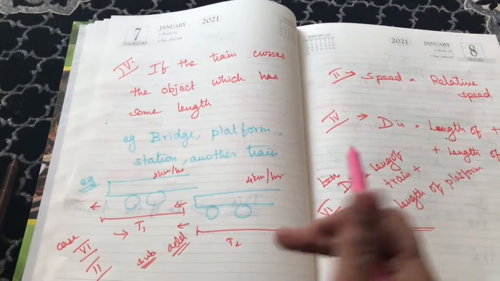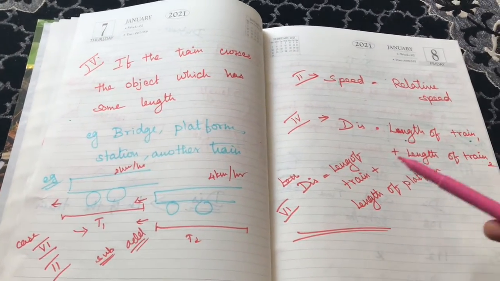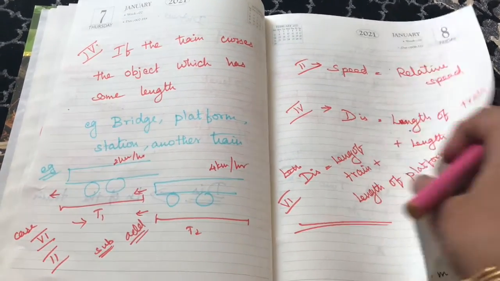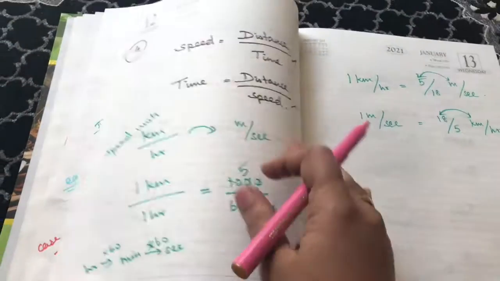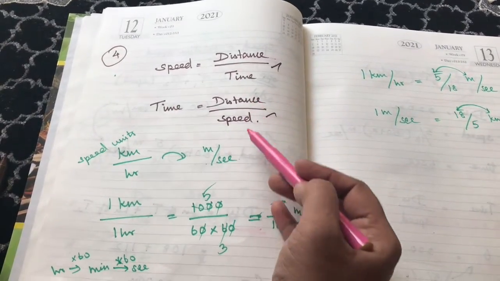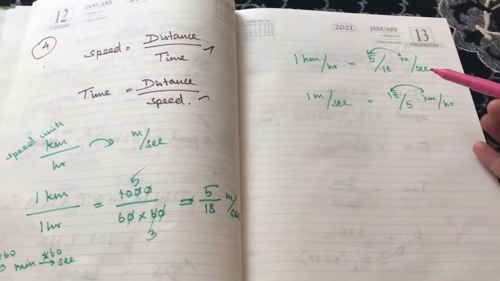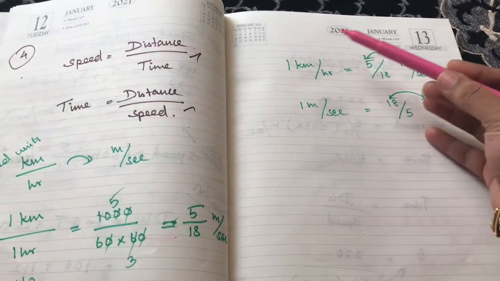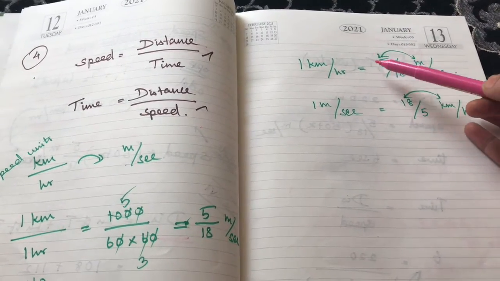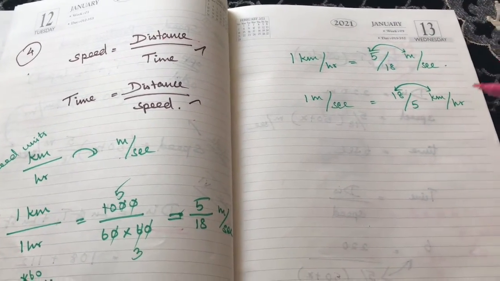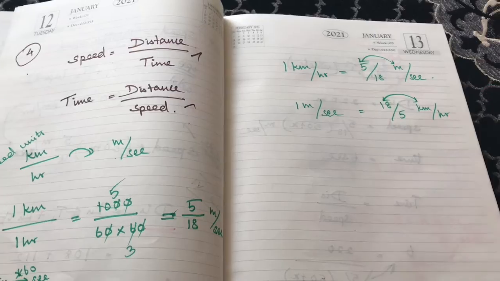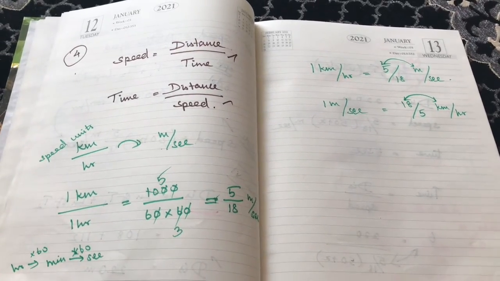Yes. So this is the last one, the fourth case. From these cases we can easily find anything by knowing this formula. What is the formula? Speed equals distance by time, or time equals distance by speed. And just know it, 1 kilometer per hour we need to change to meter per second. This is a smaller unit, so I need to use the smaller number, 5 by 18. And here for kilometer, I need to use 18 by 5. That's it. These are very important for the exam.